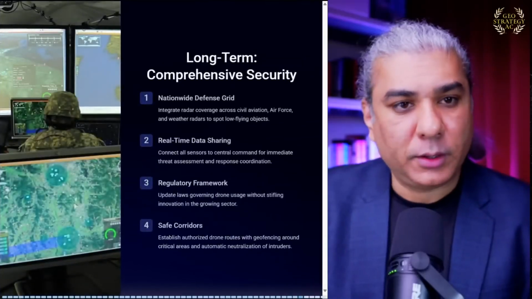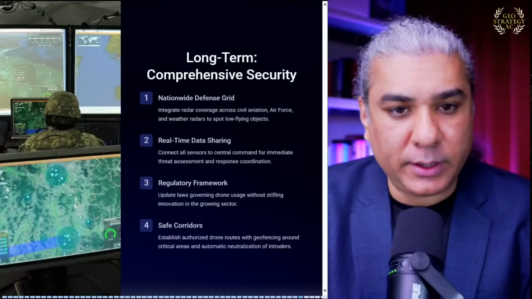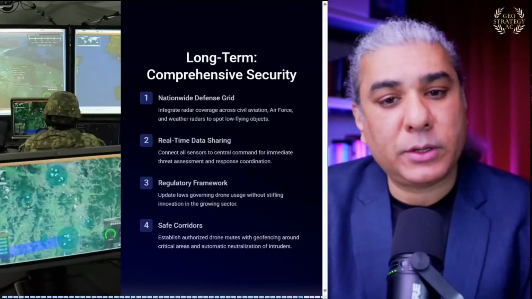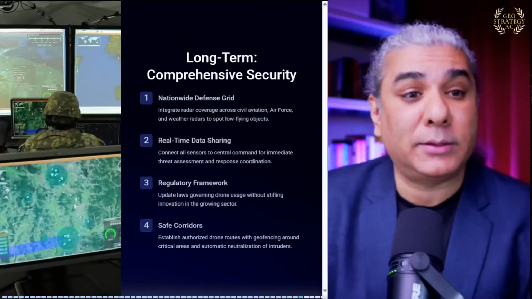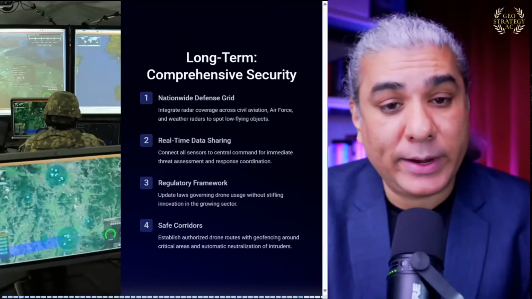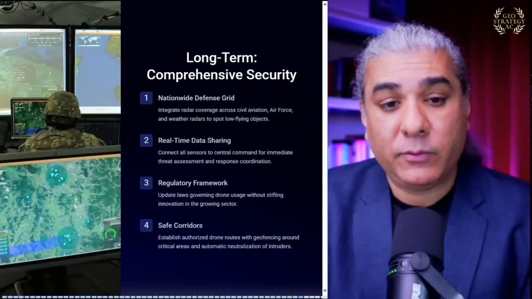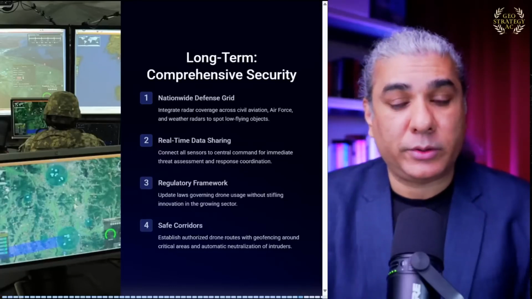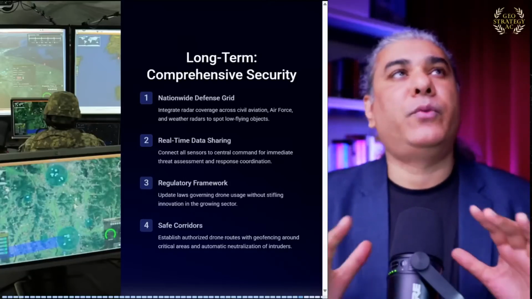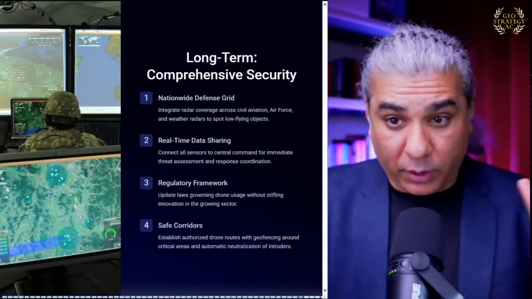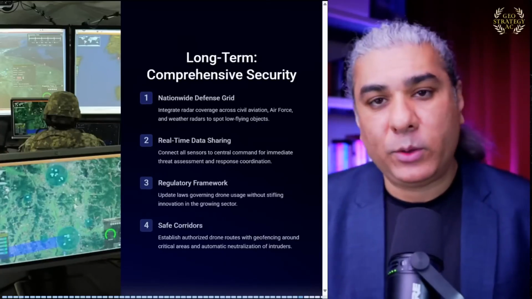More long term solutions: comprehensive security. We need to have a nationwide defense grid. We need to integrate radar coverage across civil aviation, air force, and weather radars to spot low flying targets. All of this needs to be integrated into a nationwide defense grid. And all the sensors need to be connected to a central command for immediate threat assessment and response coordination. It's called real time data sharing. You create an integrated view which gives you full situational awareness wherever you are of the local conditions and threats. Then we need to have a regulatory framework.